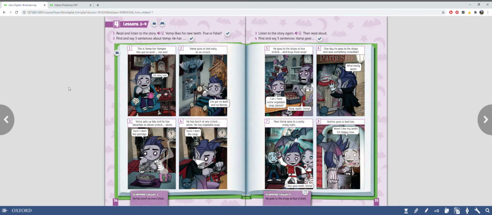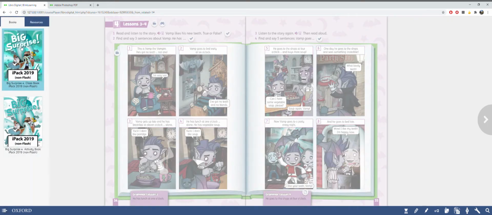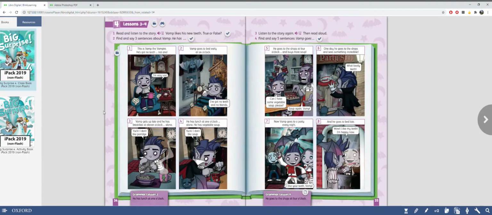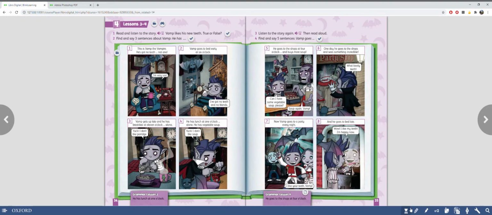Today we are going to focus on lesson number 3 and 4 from unit number 4. So let's go to your class book. Remember, this is your class book. Go to your class book on unit number 4 and go to pages number 34 and 35. Remember, we are going to focus on these pages.